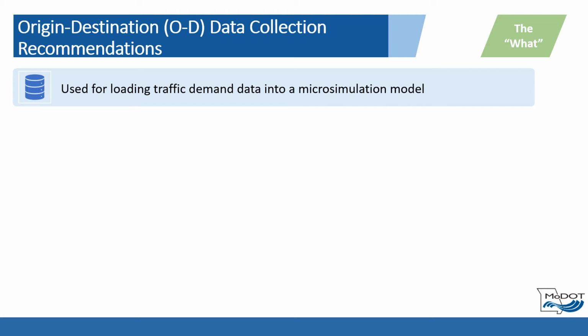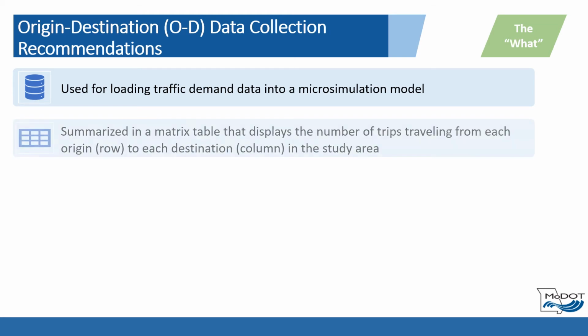Origin-destination data is appropriate for some projects to be used for loading traffic demand data into a microsimulation model. OD data is summarized in a matrix table that displays the number of trips or traffic demand traveling from each origin to each destination in the study area. In the table, origins are listed in the rows and destinations are listed in the columns.